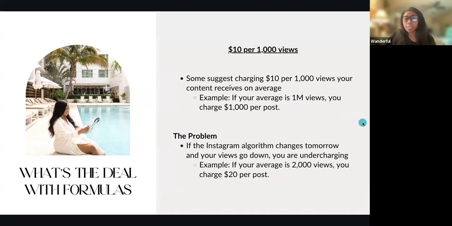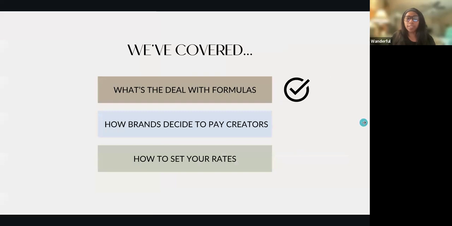So this is what's the deal with formulas. The formulas, they're cool and all. I get why creators are tempted to follow these formulas in the beginning, because you really want something cut and dry, right? You really just want the solution to what do I charge? Because what do I charge is such a common question, and you just wish that someone could tell you one formula and get it out of the way. But the truth is that it's not that simple. And when you're following formulas, you end up leaving money on the table.